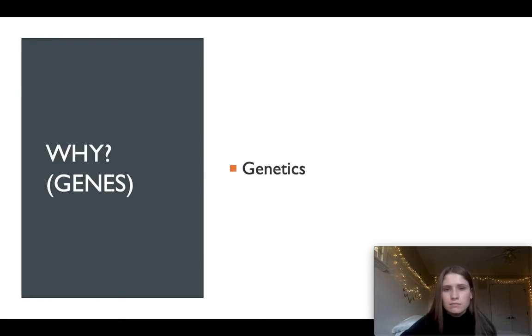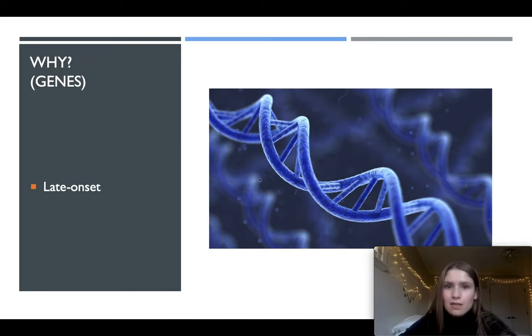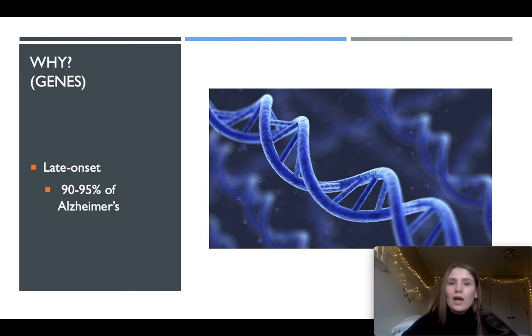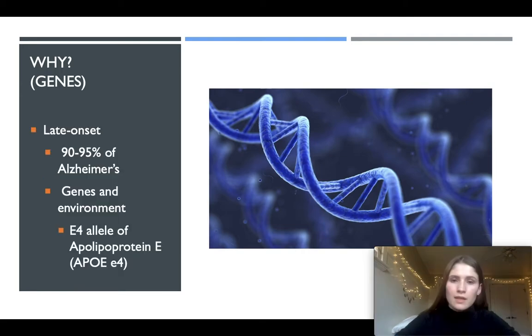Why? Well, one answer is genetics. Now, there is late onset Alzheimer's and there's also early onset Alzheimer's. Different genes affect the late onset and the early onset Alzheimer's. So, starting with the late onset Alzheimer's, this is the more common Alzheimer's. It is 90 to 95% of Alzheimer's have this specific one. And it's a combination of genes and environment. So, not just genes, but genes do play a role. The main gene contributing to this is the E4 apolipoprotein.